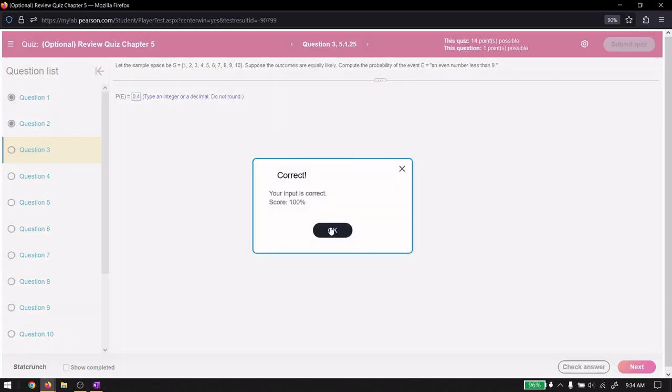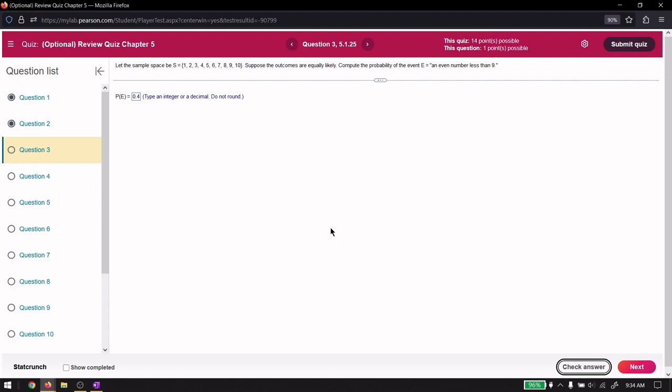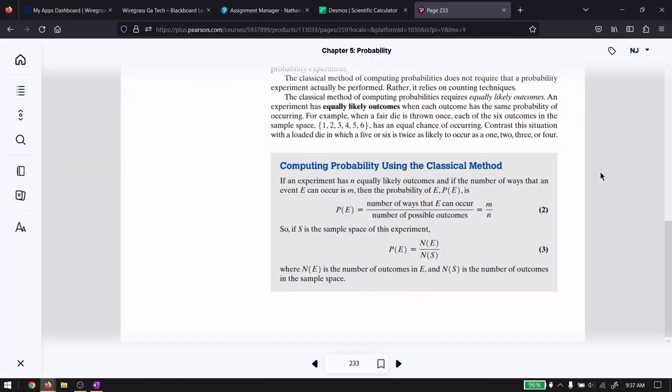And that's correct. So the main idea here is just to think about the definition of a probability. And it is in the textbook, right? We have computing probabilities in the classical method. The number of ways E can occur is on top. The number of possibilities is on bottom. So that's what I was just using there.